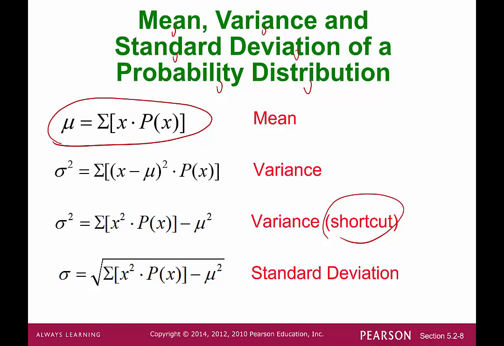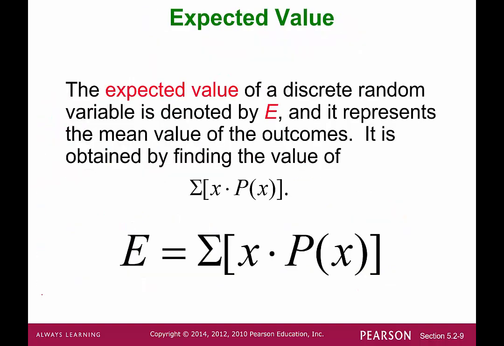So standard deviation equals square root of summation of x squared times p of x minus mu squared. Okay, so keep a note on those formulas, and we're going to use it later on.